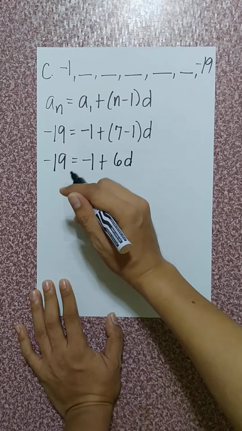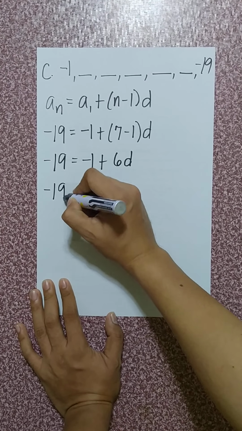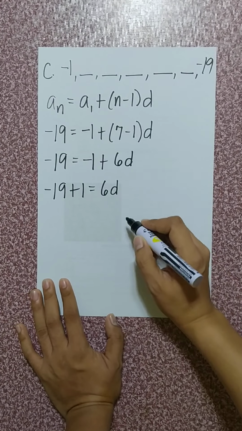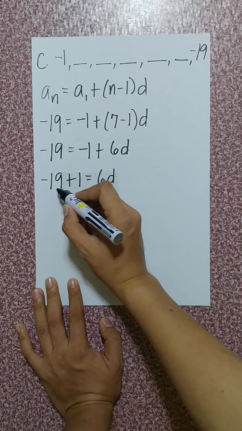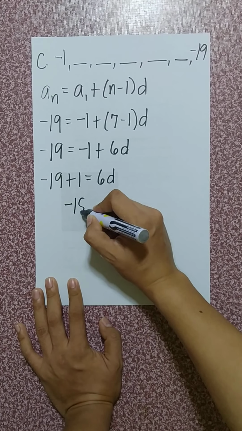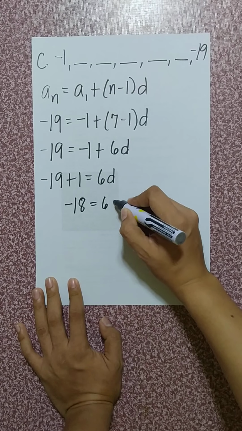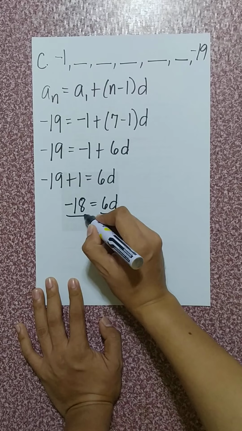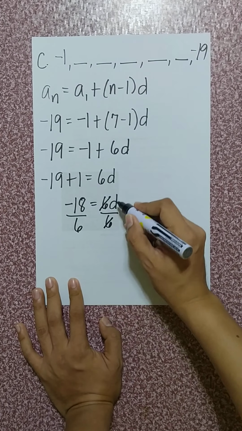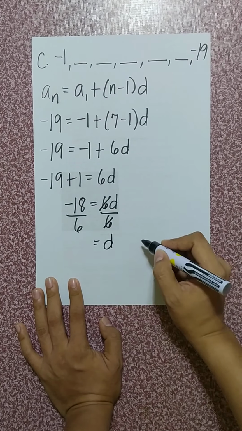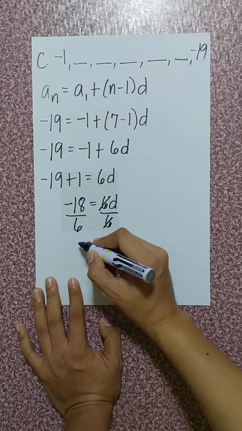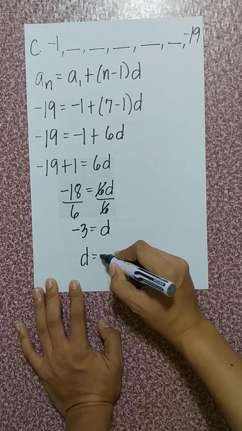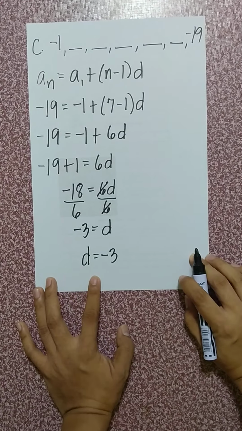So, we have negative 19 equals negative 1 plus, we have 7 minus 1 is 6d. Again, we're going to transpose negative 1. We have negative 19 plus 1 equals 6d. We have negative 19 plus 1 is negative 18 equals 6d. Okay, we need to eliminate 6 divided by 6. So, cancel 6. We have d. And for this side, negative 18 divided 6 is negative 3. So, again, by symmetric property, we have d is equal to negative 3. And meron na tayong d.